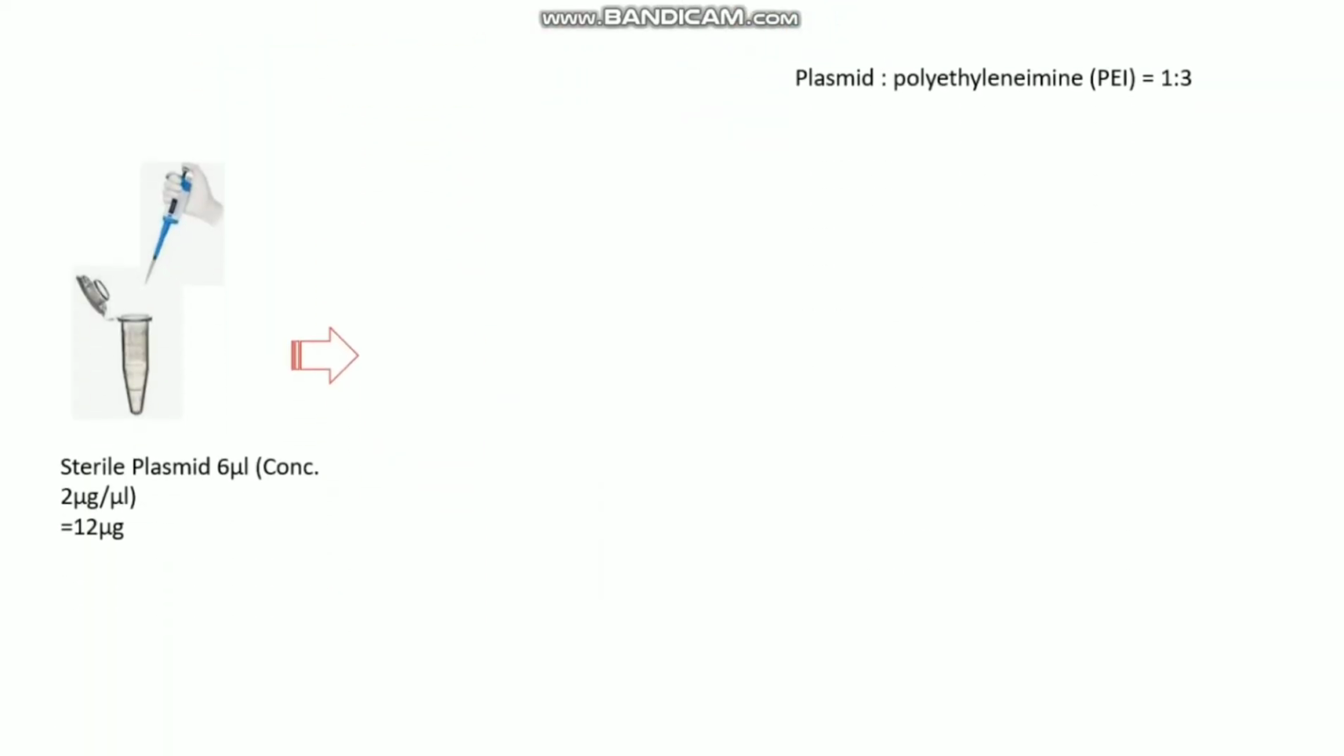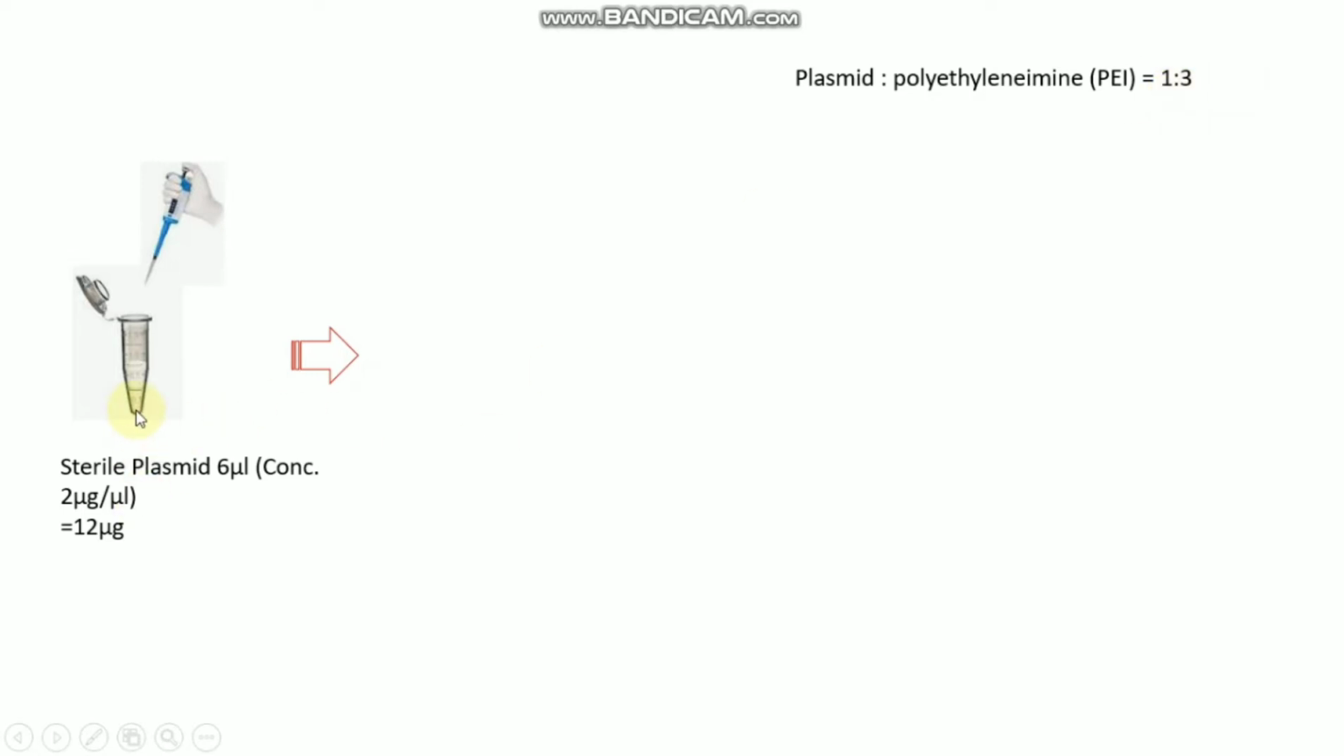Let's have a look at the protocol. The PEI that I mentioned earlier, the role of the PEI. The plasmid to PEI ratio should be 1:3. This is optimized; we optimized it in our lab.